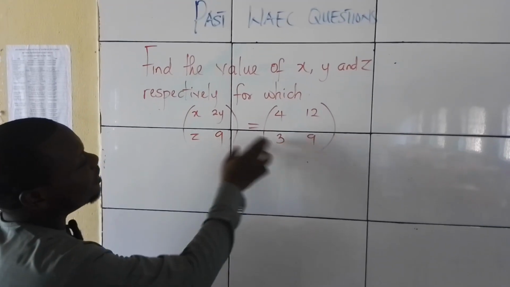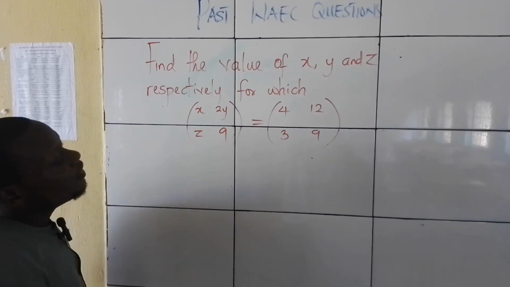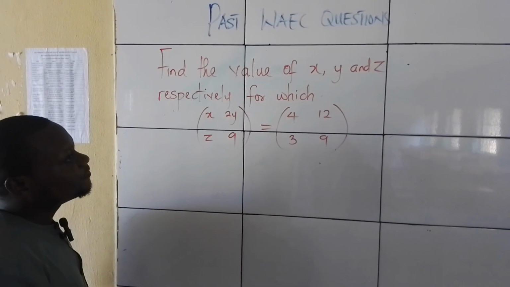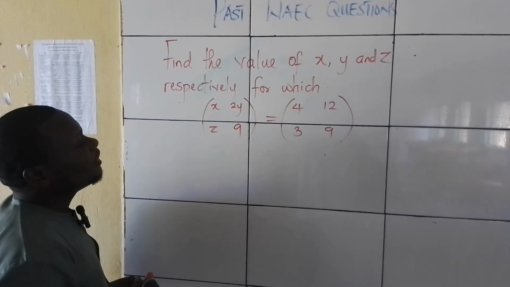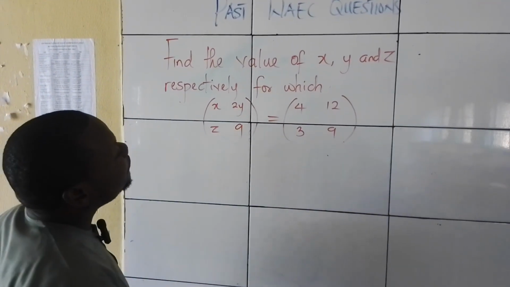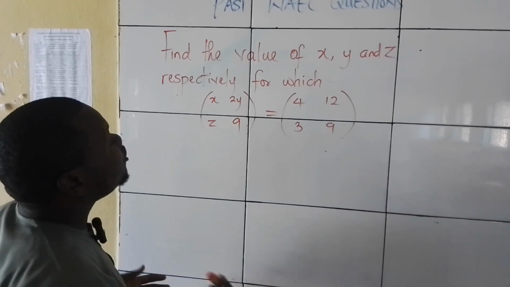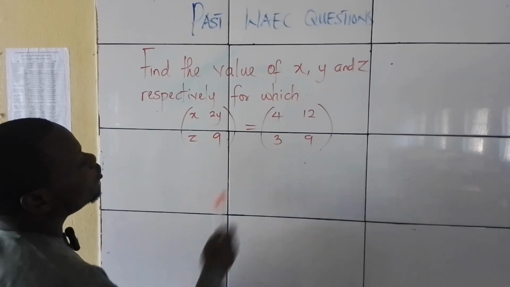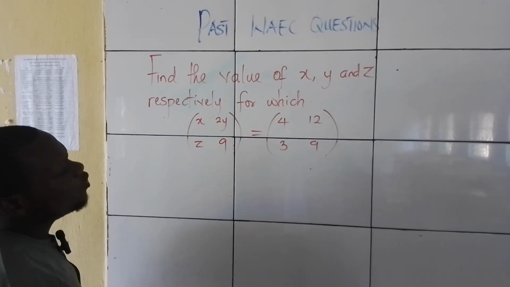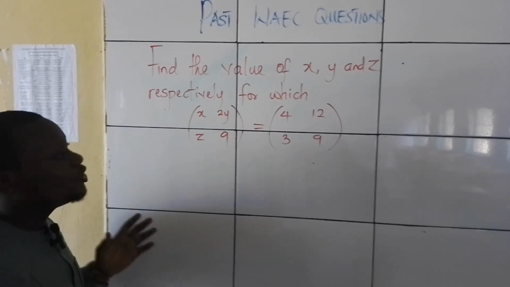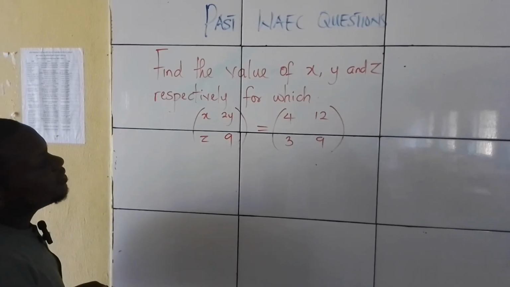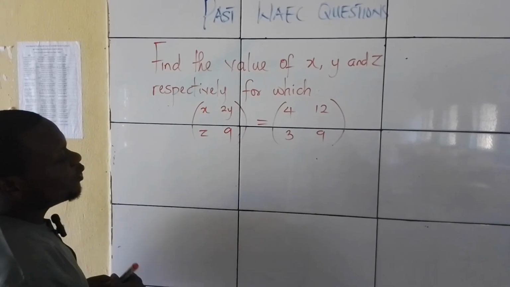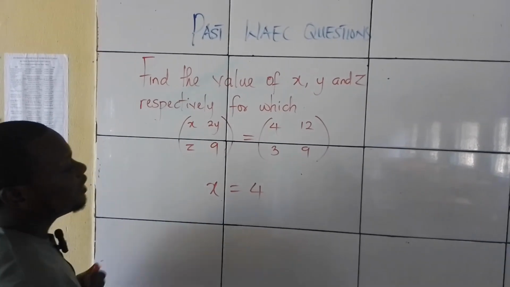Two matrices are equal if their corresponding elements are equal. This is a 2 by 2 matrix and this is also a 2 by 2 matrix. So if two matrices are equal, then their corresponding elements are also equal. In this case, very simple. The first element here is x, and the first element here is 4. So we can simply say x equals 4, and that's all.